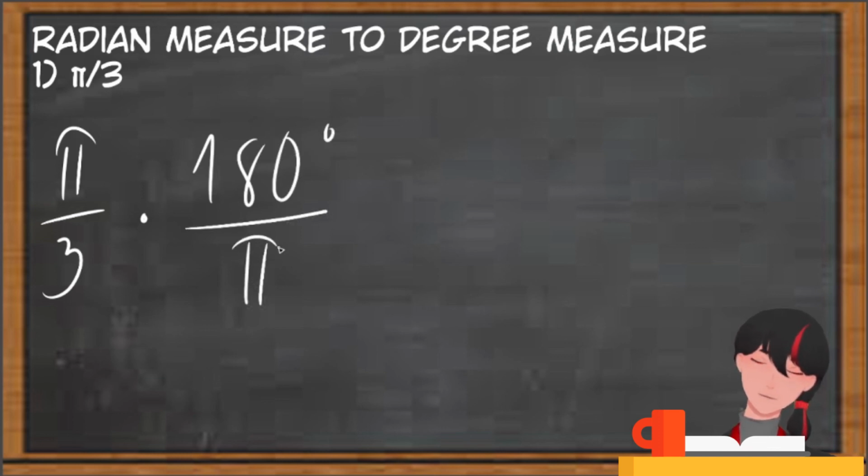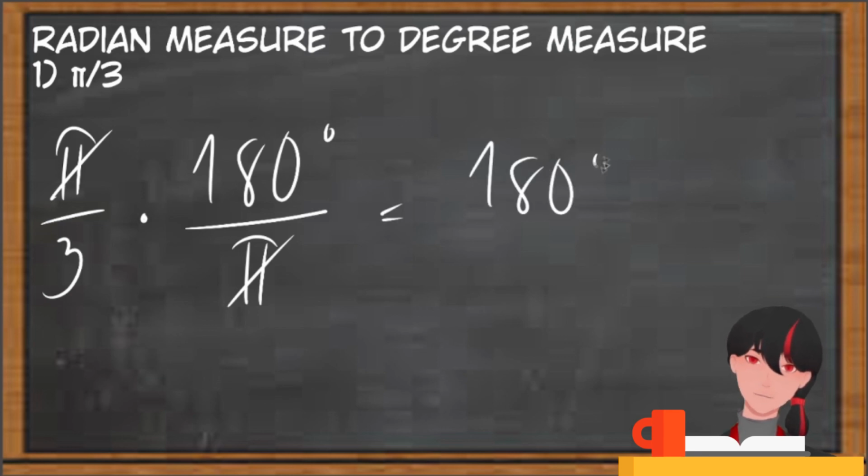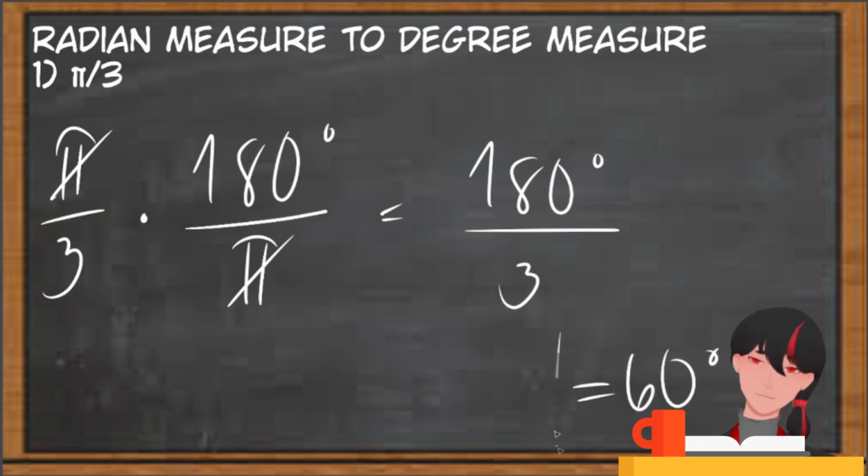Now I feel like this is actually easier than the other one, since all you have to do is just cancel, and now it'll just be 180 degrees over 3. So what would be our final answer? It would be just 60 degrees. That's actually really easy.